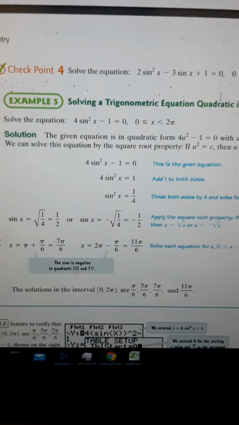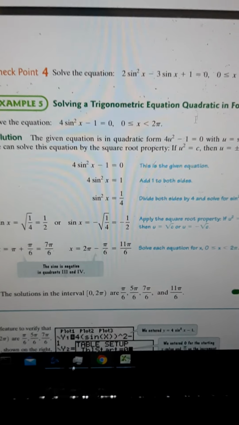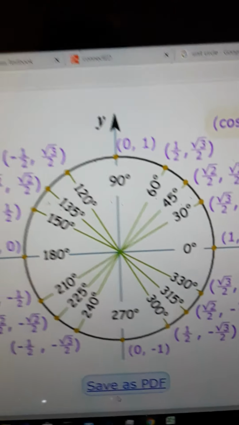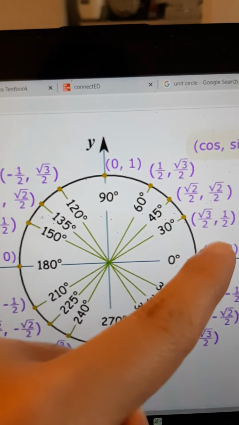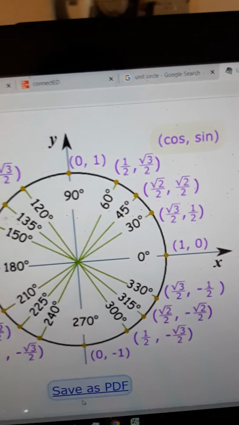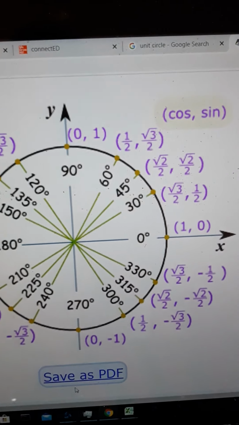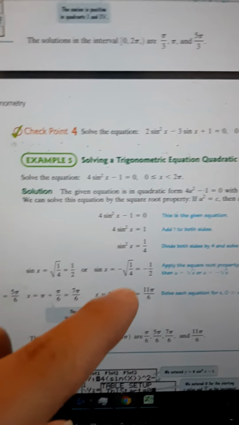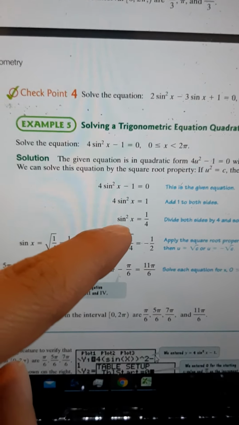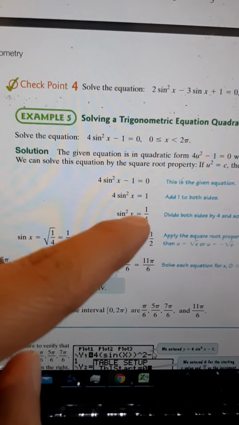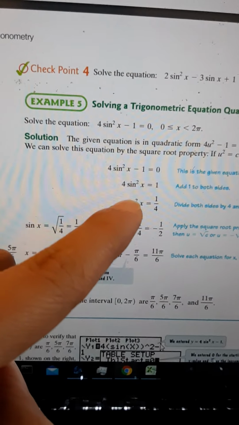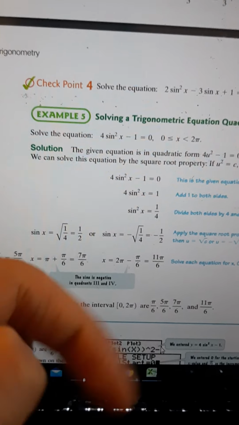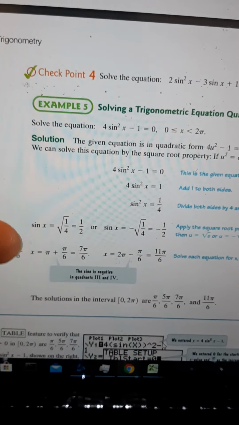And I know what you're thinking, but Miss, in the unit circle isn't there a quarter? And you are right. Let's bring up our unit circle. Right? There is no 1/4 at any point. There's 1/2 though. All right? And why is that? Well, because our equation isn't telling us to find the sine of x. Isn't telling us that the sine of x is 1/4, but rather that the square of the sine of x is 1/4. So how do we go from 1/4 to 1/2?